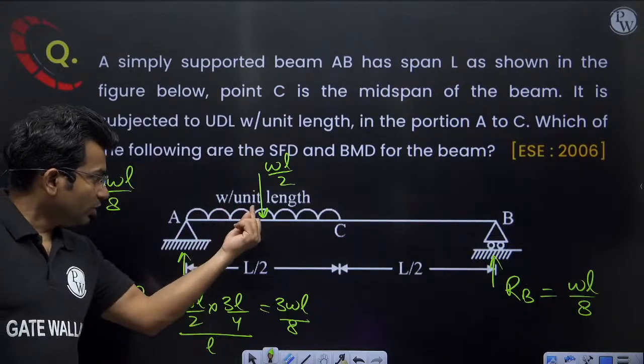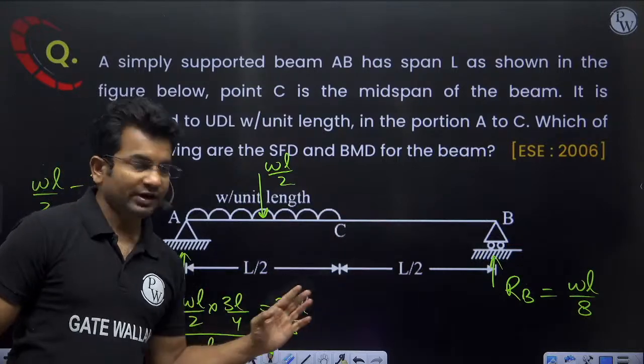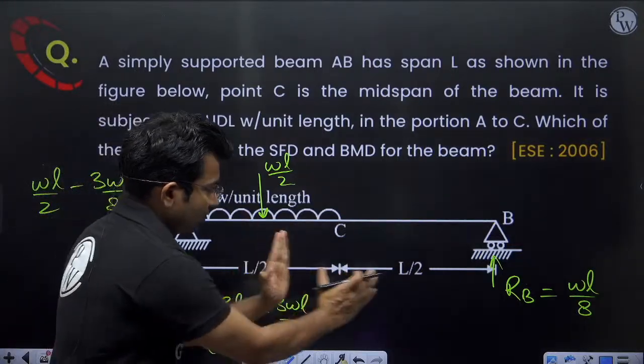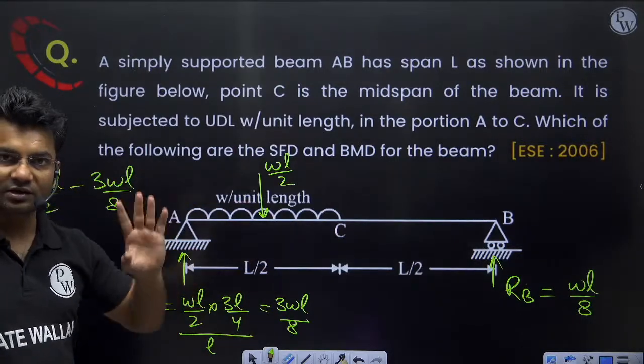So load into opposite length divided by total length. Opposite length is 3L by 4. If I do, this is L by 4, this is L by 2. Okay. So support reactions, I think, are clear.